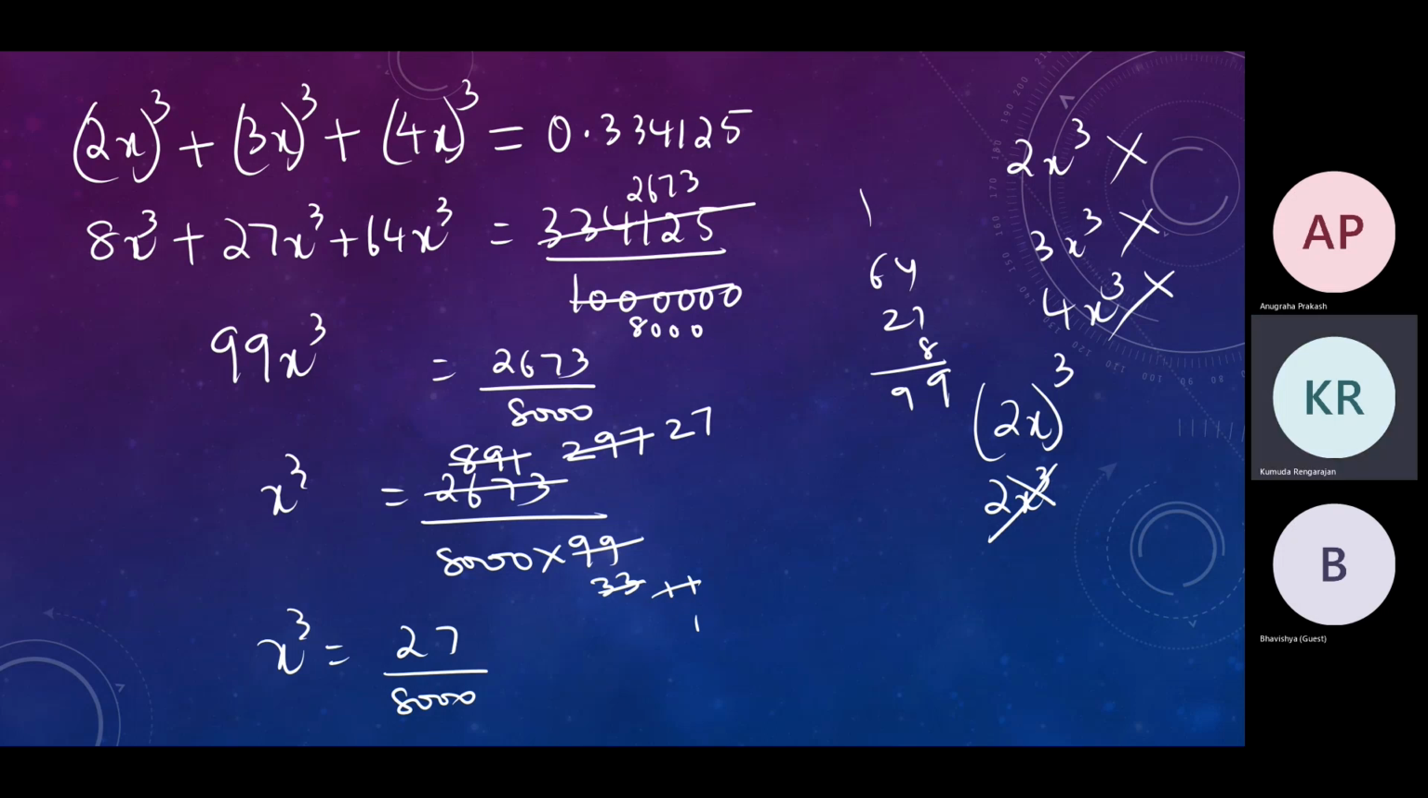So the sum of their cubes is given. We first convert that decimal to a fraction and simplify that fraction. And then 99 comes to the RHS for division again, and we further simplify. Finally, we get 27 by 8000. Now it's time to find the cube root. So x is equal to the cube root of 27 by 8000. The cube root of 27 is 3. What is the cube root of 8000?